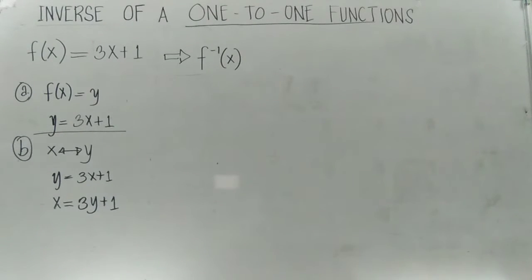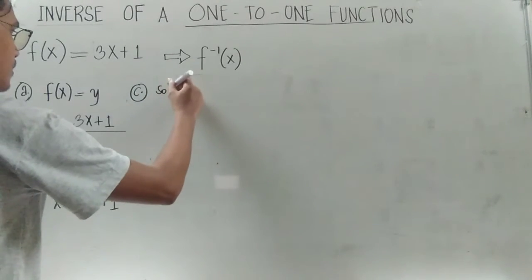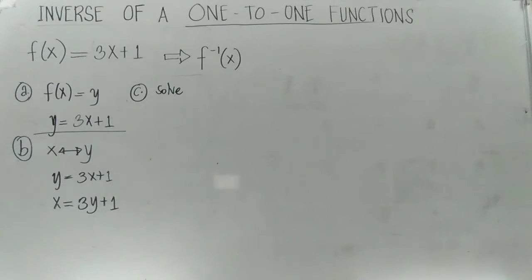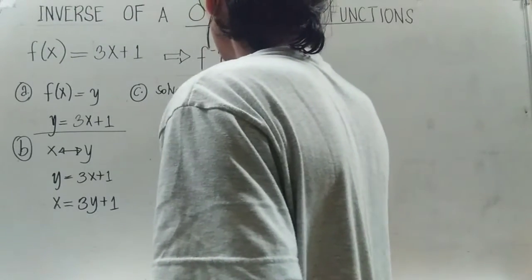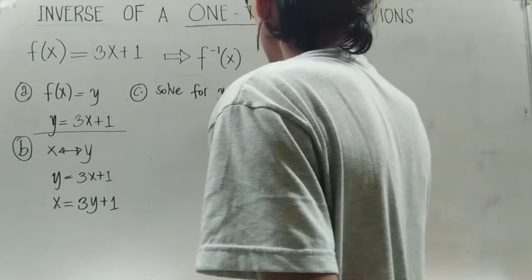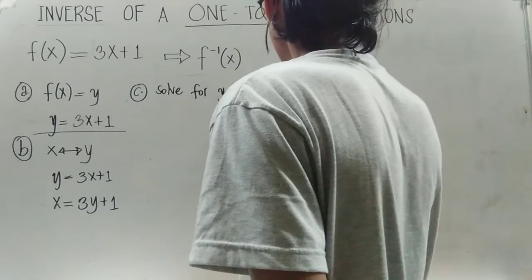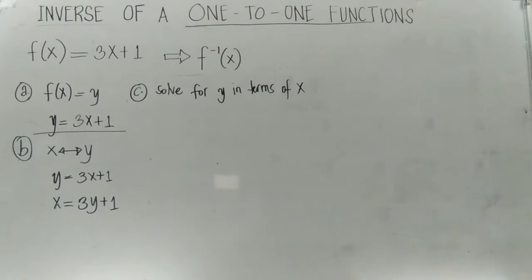So I'm sure that you get it. So y will become x and all the x will become y. So that is the second step. So the third step is, letter C, solve for y in terms of x. So we have to solve for y in terms of x.